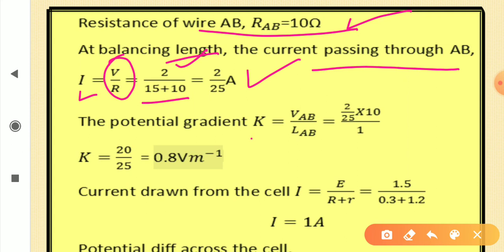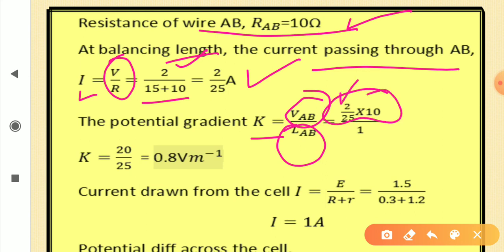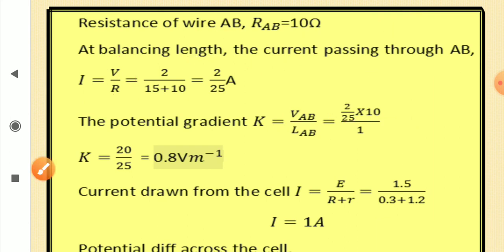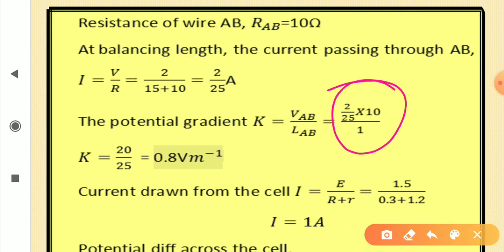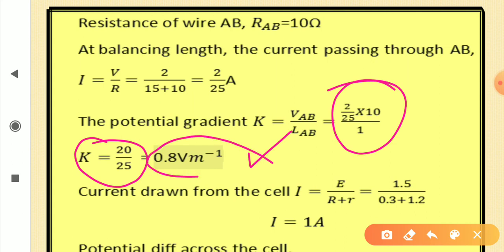Now the potential gradient K will be equal to potential difference across AB upon length of AB. Now potential difference across AB is, this is I into R. Now I is 2 upon 25, we have just found out, and its resistance is 10, and upon length is given to be 1 meter, right? So using this, we get potential gradient as 20 upon 25 or 0.8 volt per meter. So the first job is completed. We have found out the potential gradient.